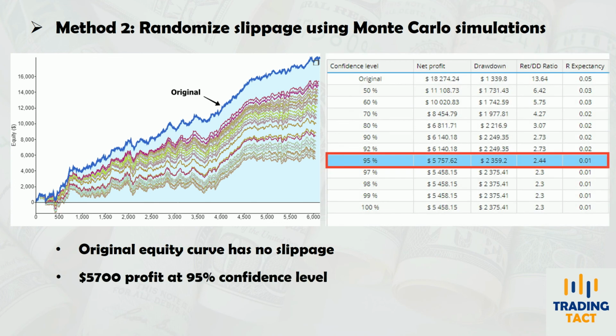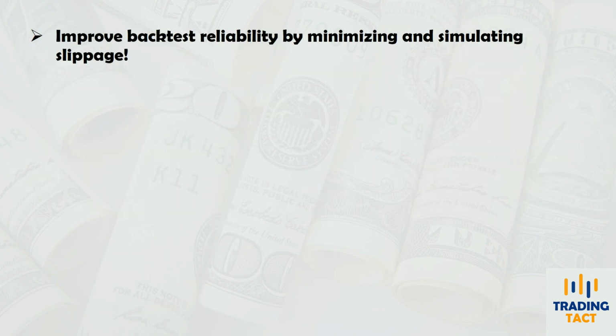There is still a $5,700 profit at a 95% confidence level. This means that of the 1000 simulations, only 50 produce a profit worse than $5,700. This is an acceptable result to me. Once again, the strictness of your passing criteria will depend on your strategy and market. Minimizing slippage using the tips above and subsequently including slippage in your backtests will help avoid unpleasant surprises while trading live.